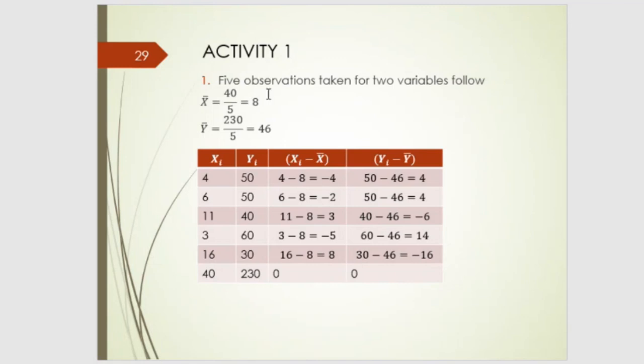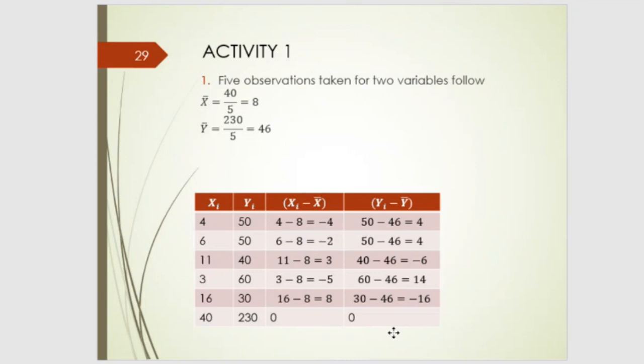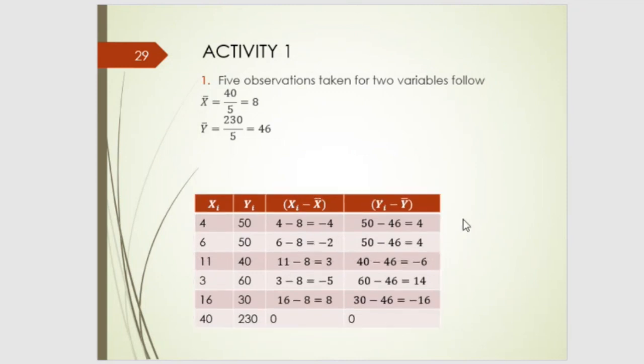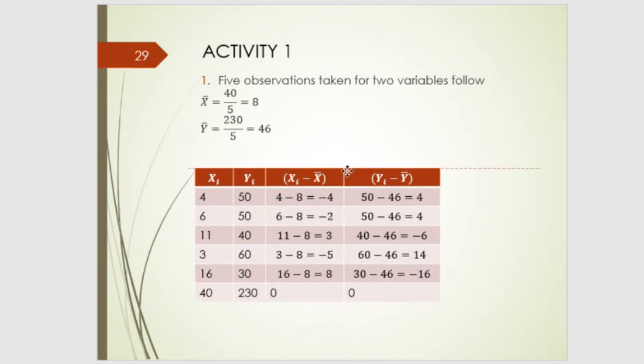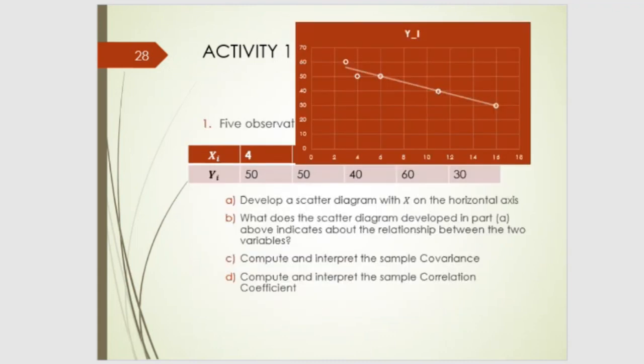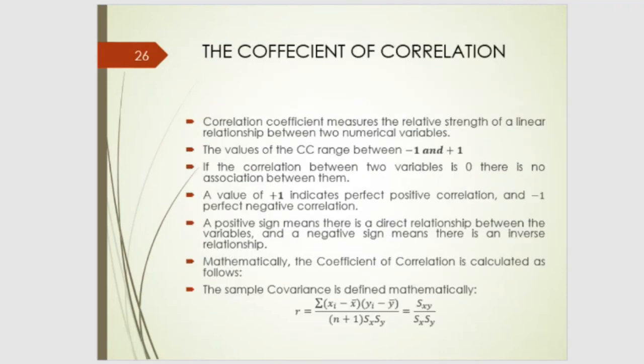So another thing that you need to calculate here is the standard deviation for x and also for y. So now, what is it that they need, by the way? Maybe while it was here, I want to quickly see if I'm able to calculate the sample covariance and sample correlation coefficients. What's that formula? Okay, the coefficient of correlation, this one.